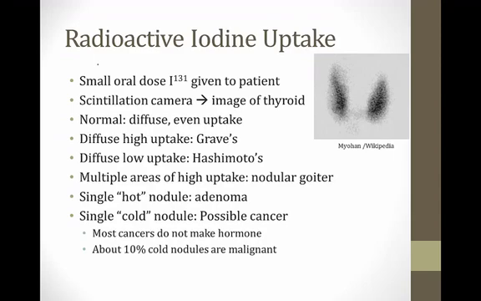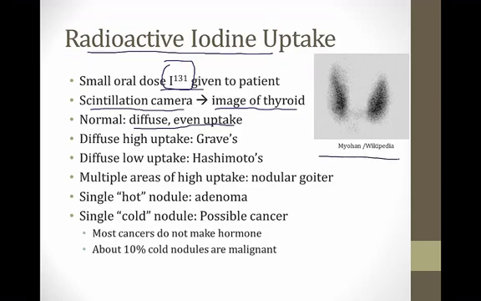Another non-invasive test to work up thyroid disorders and thyroid nodules is a test called radioactive iodine uptake. In this test, patients are given a small oral dose of iodine-131, which is radioactive. That iodine will concentrate in the thyroid gland, and then you can use a machine called a scintillation camera to take an image of the thyroid, and it will detect the radiation being emitted by the iodine-131. A normal thyroid will show diffuse even uptake of both lobes. This is a picture of a radioactive iodine uptake test of someone with a normal thyroid. You can see two lobes that are both lighting up equally and normally.